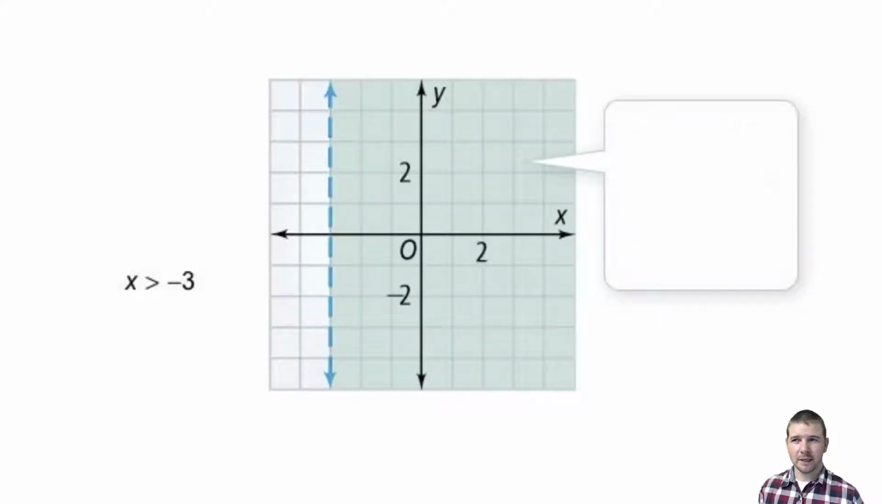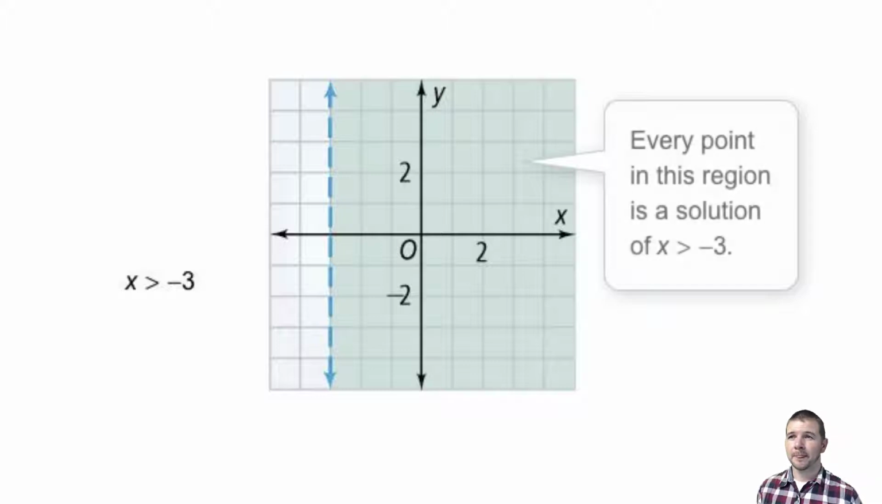Here's a second inequality. x is greater than -3. A dashed line indicates that values on the line are not solutions of the inequality, and this one's shaded to the right to indicate the values of x that are greater than -3. Every point in this shaded region is a solution of this inequality.